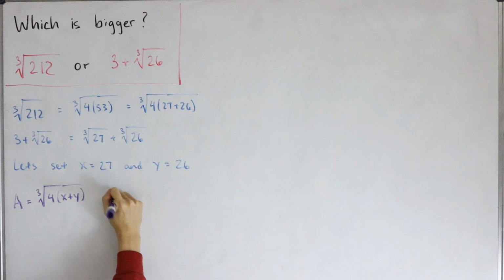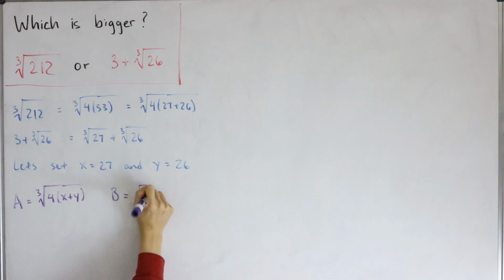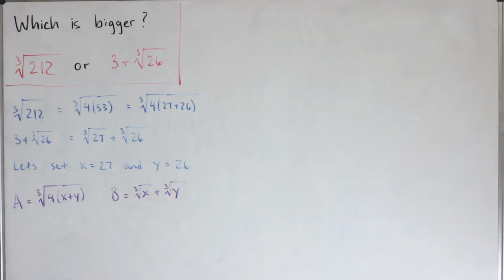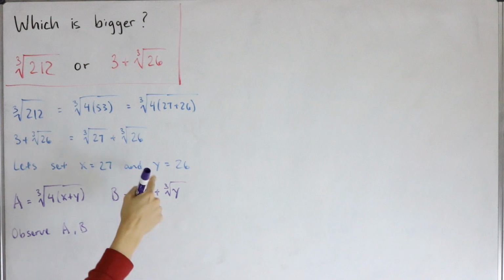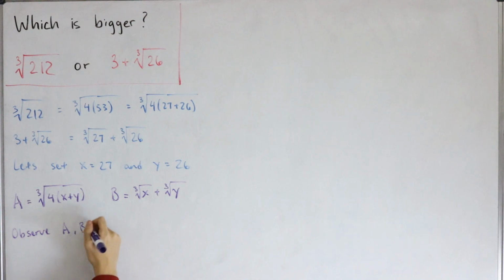And then we'll let B equal the cube root of x plus the cube root of y. Another observation is that for both A and B, after we plug y and x back in, we can already tell that both of those numbers are strictly greater than 0. So those are indeed positive numbers.